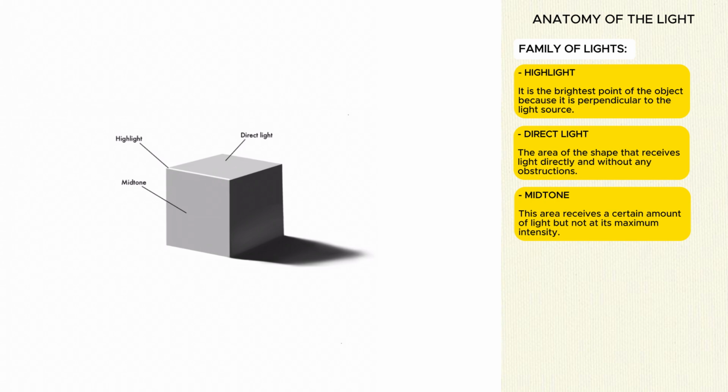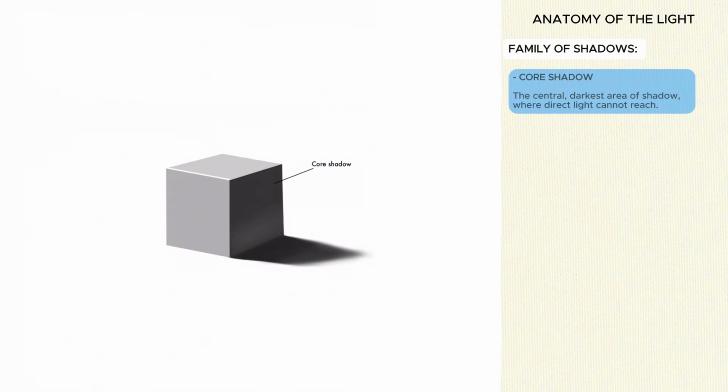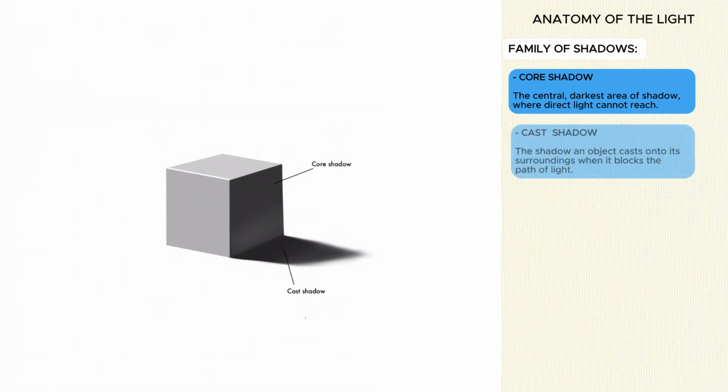Let's now move on to the family of shadows. The first element we examine is the core shadow, or form shadow. This term refers to the point on the object's surface where light can no longer reach directly, creating a shadow that defines the form itself. In the case of a cube, the core shadow is found on the opposite face relative to the main light source. Transitioning to the second element of the shadow family, the cast shadow or projected shadow.